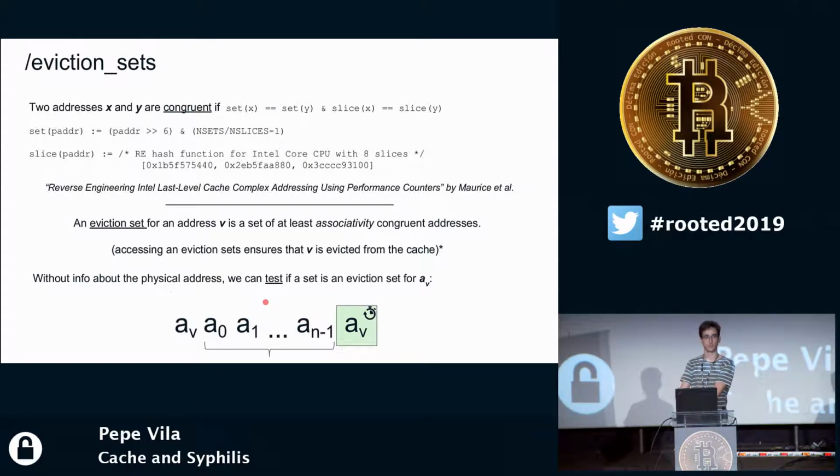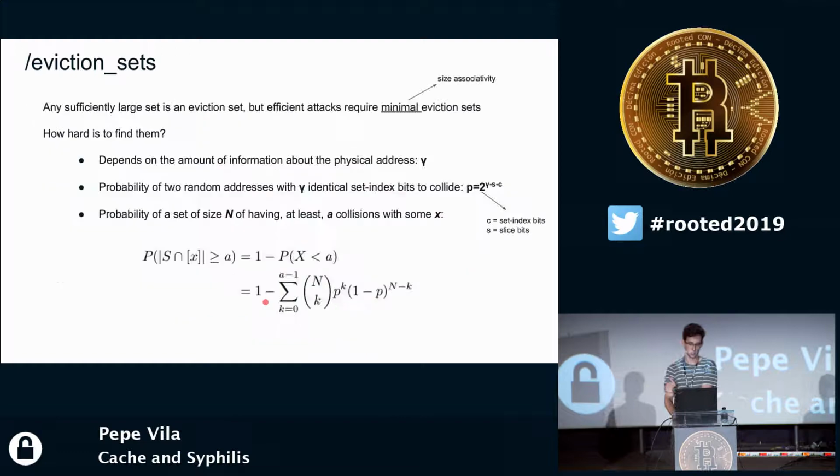With this idea, it is obvious that any sufficiently large set is an eviction set. If you have an 8 MB cache, well, you have random addresses, but there is no control. You will need a small eviction set, containing only addresses congruent with the victim.